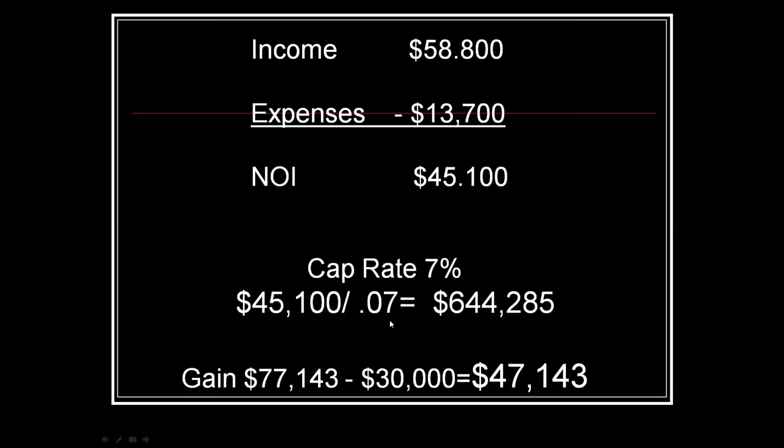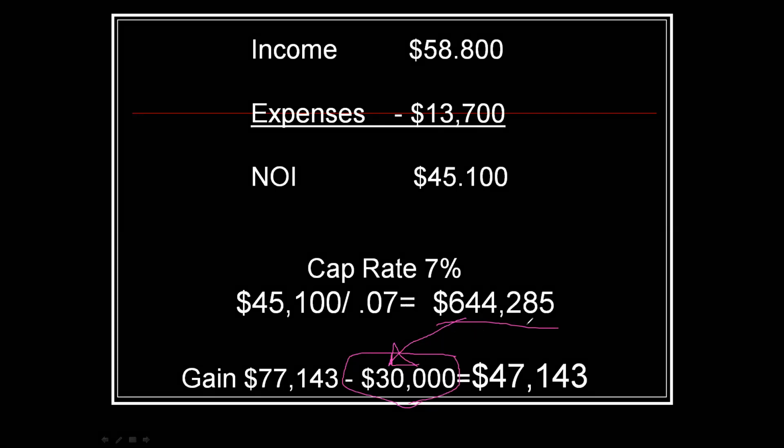Okay. Now I want to tell you what happened here. In real life, we ended up selling the property for $644,000. This is how we negotiated it. We gave the buyer a credit for $30,000. So that buyer got a credit for $30,000. He paid $644,000, but he got a $30,000 credit, and he ended up only paying $614,000 for the building, which was more than we were getting offered before.